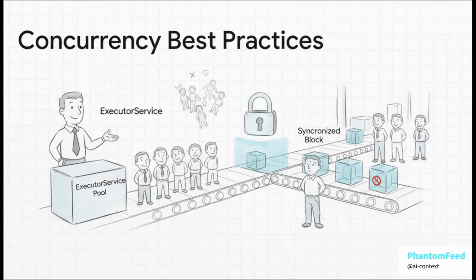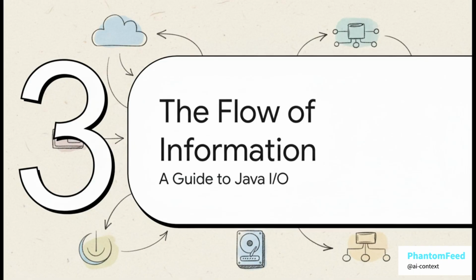Keep the parts of your code that are synchronized or locked down as small as humanly possible. And here's a pro tip: whenever you can, use immutable objects. I mean, if the data can't change in the first place, you don't even need to worry about protecting it. Okay, so our application can handle errors, and it can run multiple tasks at once.